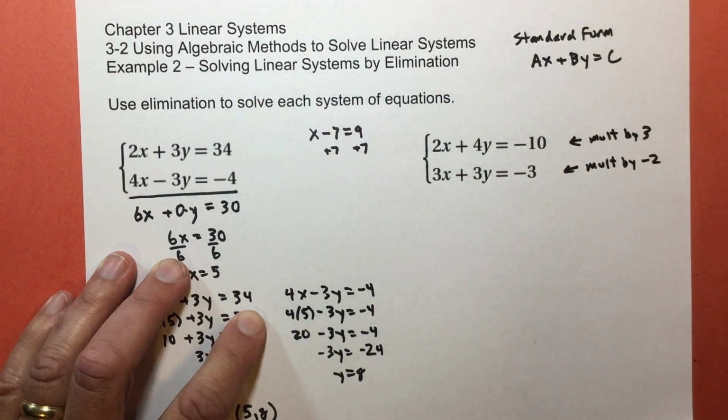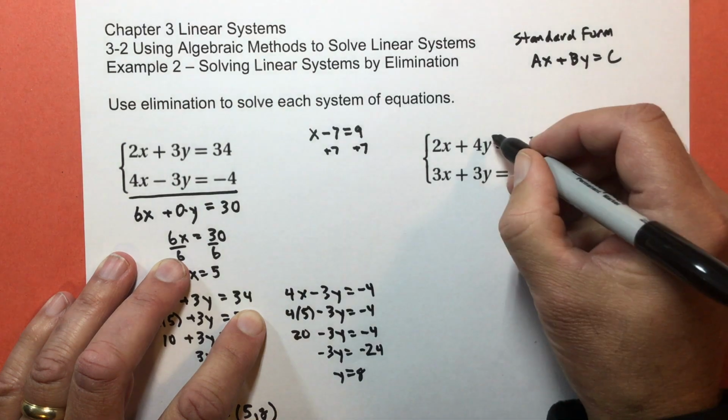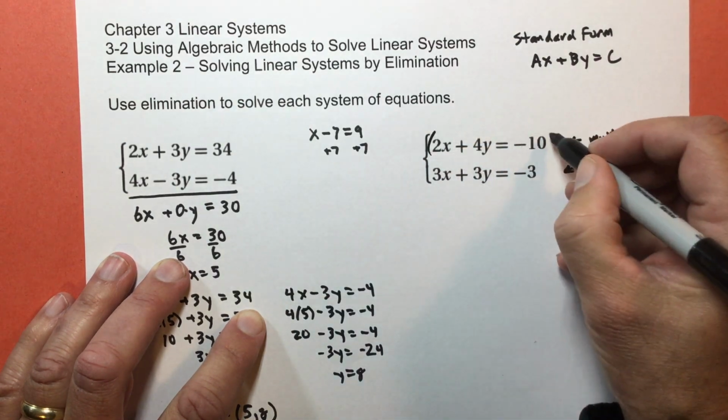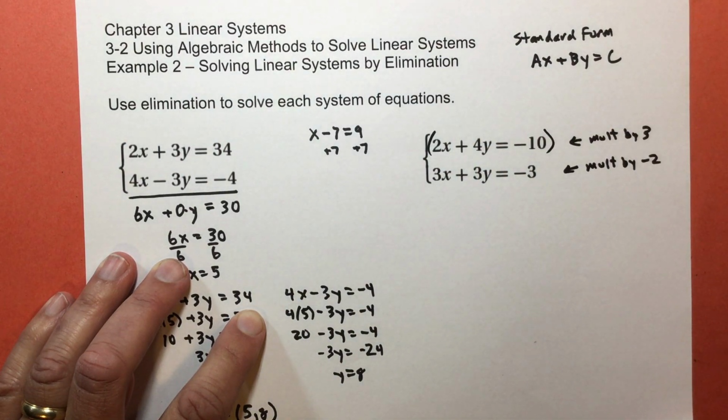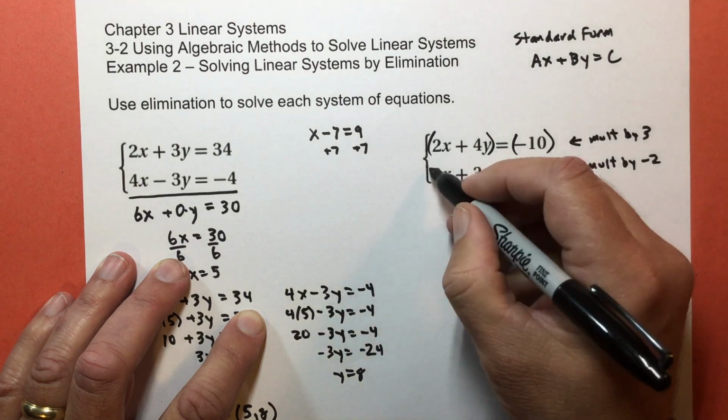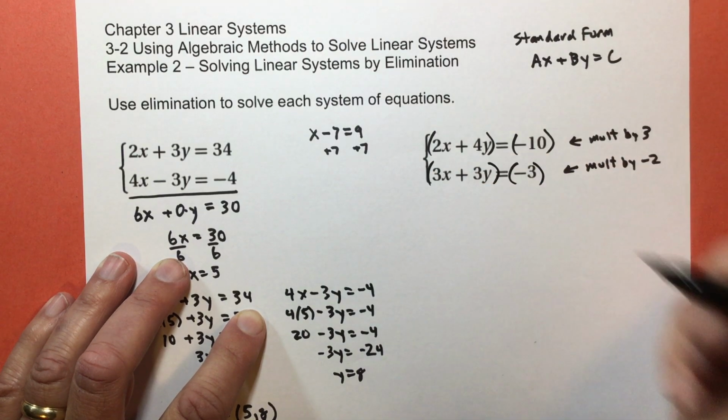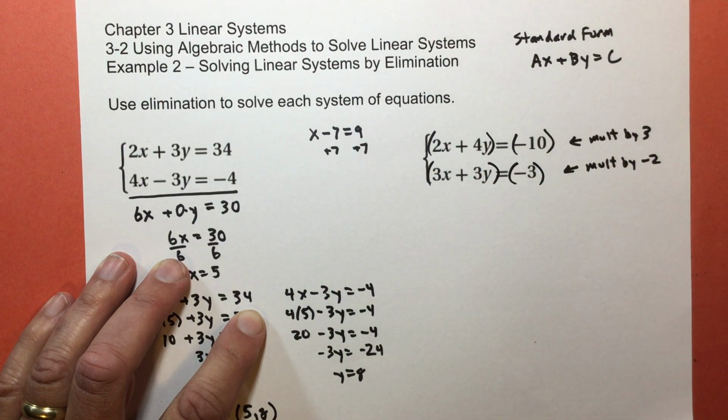One thing I do not want you to do: do not put parentheses around the whole thing. I've seen that from students coming in from other teachers. Don't do that. Put parentheses around both parts. You're not multiplying the entire equation. You're multiplying the left side by a number and multiplying the right side by a number.